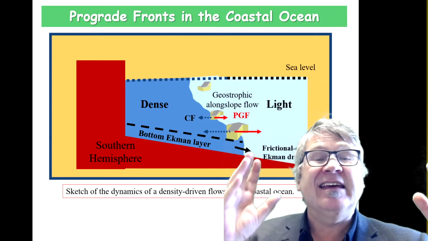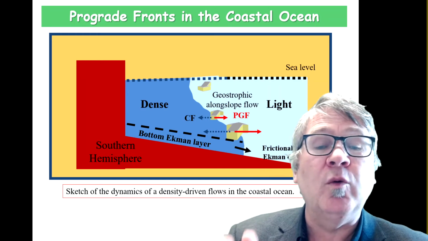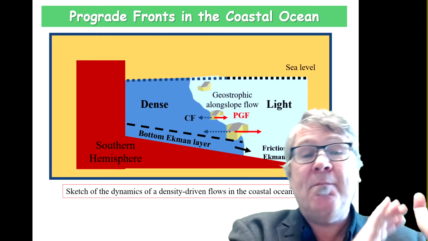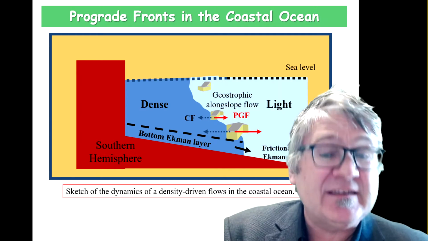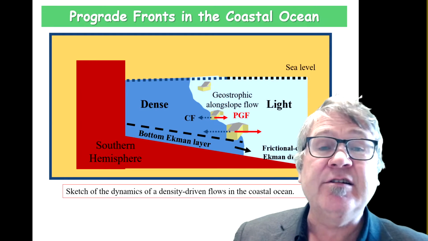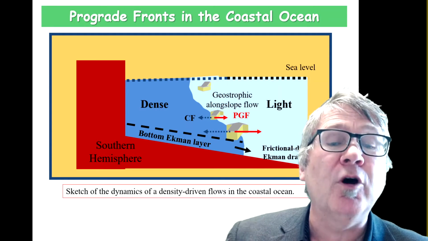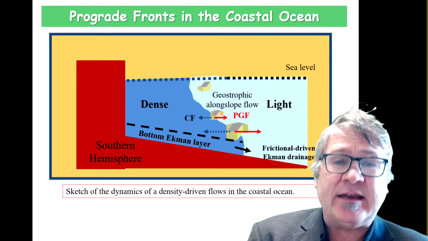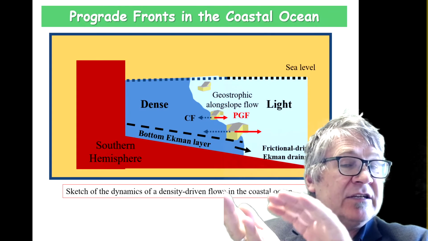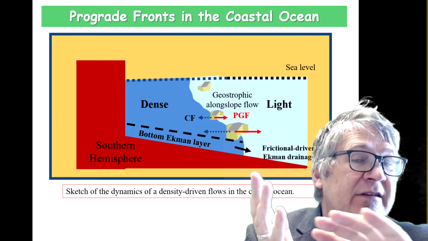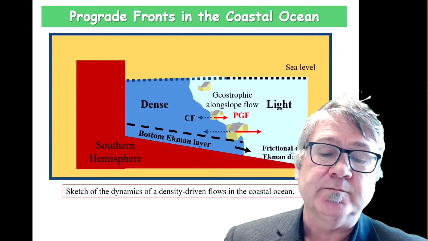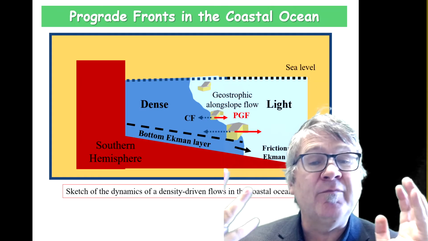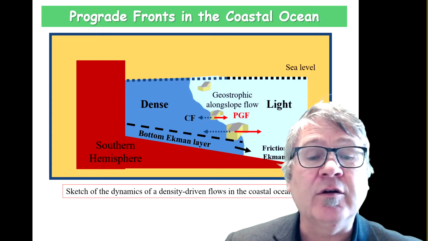So you essentially again get a flow which tends to run parallel to the coast, but in this case the current interacts with the seafloor and you get a bottom Ekman layer, and you get what we call Ekman drainage. Some of the dense water actually tends to move downslope. Okay, and this is one example of prograde fronts in the coastal ocean.